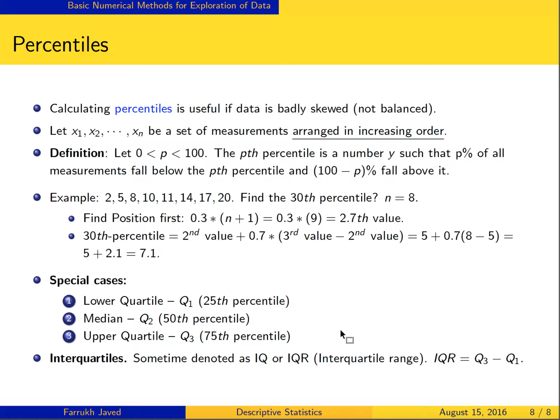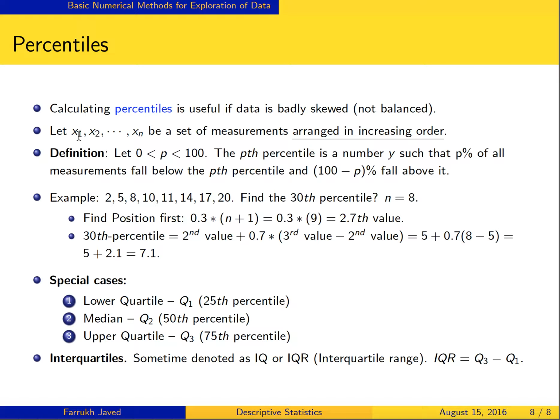For instance, you have data where the observations below the central value are fewer than the observations above the central value, or vice versa. We call them skewed data sets. And when we have a skewed data set, we should go for percentiles. Then the mean is not a good measure, right?